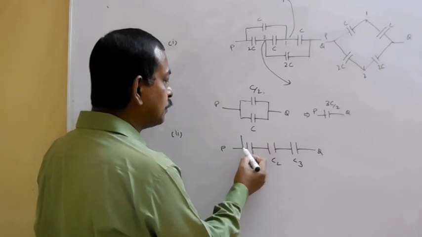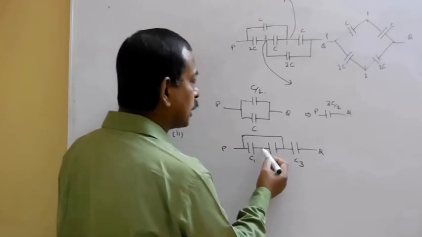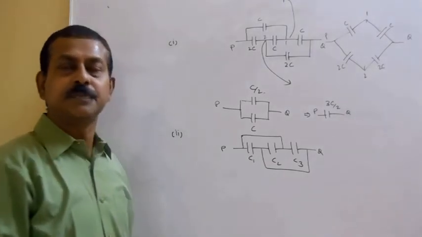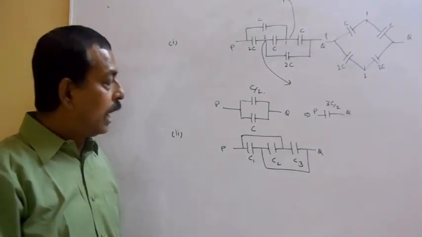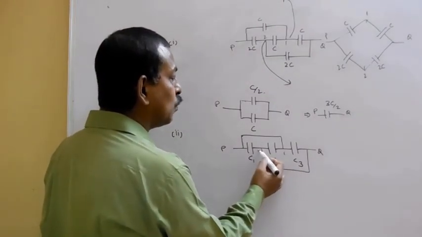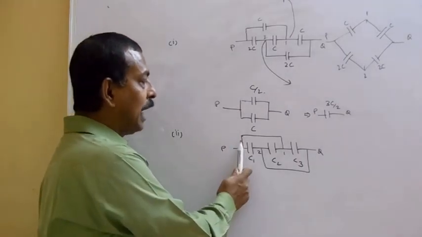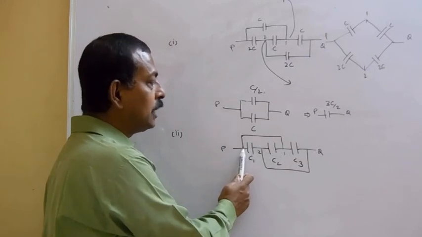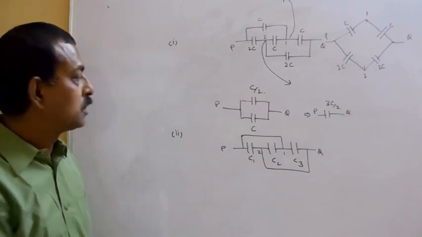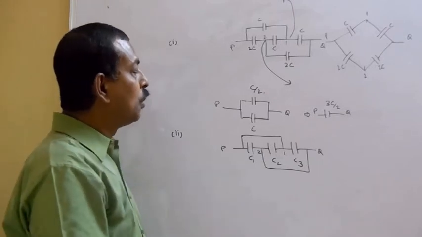But it is given in the problem that this is connected like this with the help of a conducting wire. So it is like this. Suppose I take this point as 1 and this as 2. Obviously, as it is a conducting wire, the potential difference between P and 1 will be 0. Because it is connected by a conducting wire, it is equipotential there.